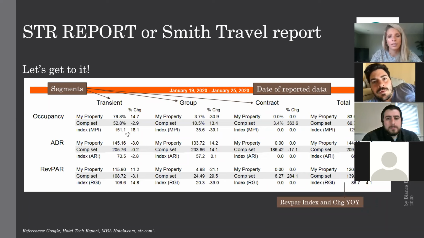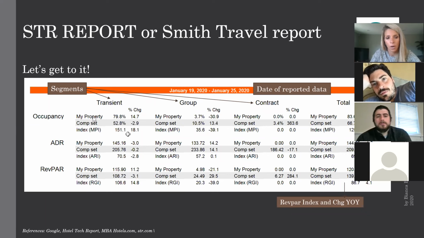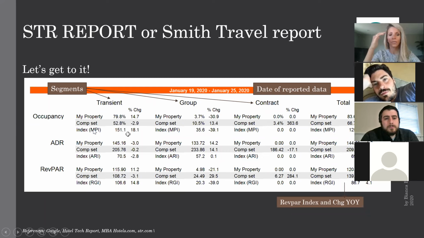So you can tell here that this report is from this year, so the week from January 19th until January 25th. You have the segmentation tab, so you're going to see the results here for transient, group, contract, and then your total. The way that we look at the report is that you have your property, then you have your competitive set, and then you have the index, which if you remember is your property divided by the competitive set. And then you're going to have the percentage index here. Same goes for rates and same goes for RevPAR.